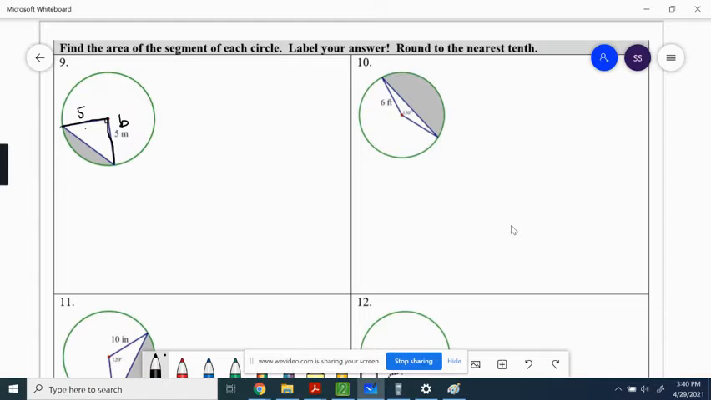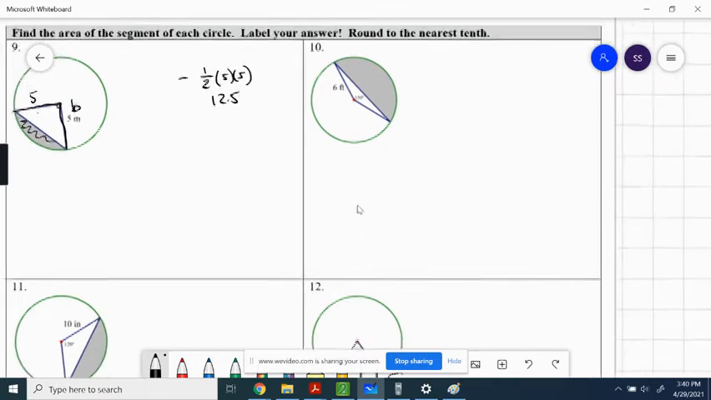You figure out the area of the sector, which we just did for problems 1 through 8, and then you take that value and you subtract the area of the triangle. So for this one, it would be 1/2 times base times height. So you're going to do 1/2 times 5 times 5. Whatever you get for this, well, that's going to be 12.5. You're going to take the area of the sector and subtract 12.5, and then you'll have just this piece here. All right, so some of these are a little bit easier than others.